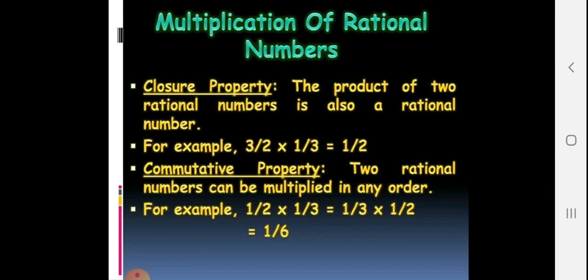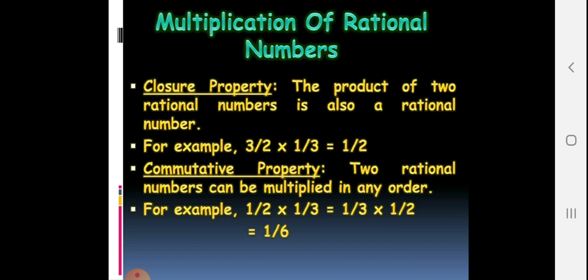Now let's talk about the multiplication of rational numbers. In that, let's talk about the first property, which is the closure property. The product of two rational numbers is also a rational number. Here is an example, 3 divided by 2 into 1 by 3. So 3 will get cancelled. What is left is 1 upon 2. So you can see that when two rational numbers got multiplied, the resultant number is also a rational number.